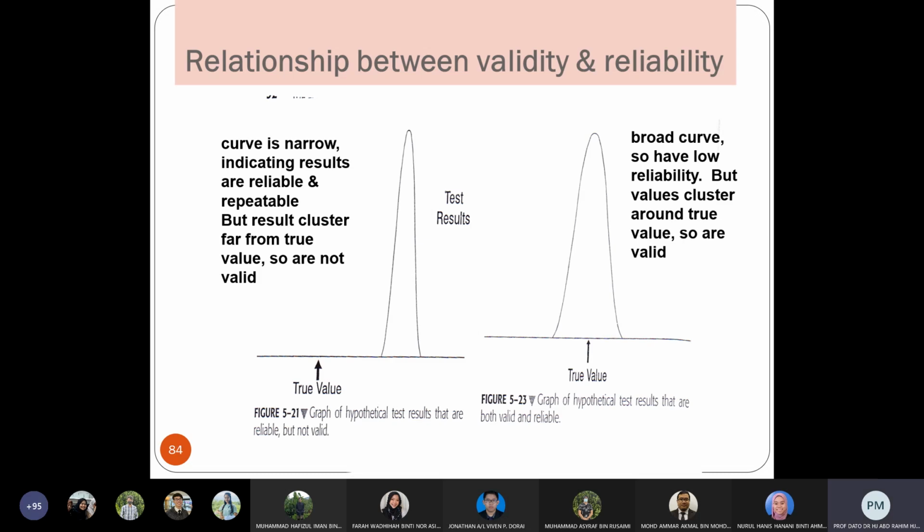Okay, so we talk about validity and reliability. Of course, if the curve is narrow, it is reliable. But if it is outside the true value, then it is not so valid. Whereas if it is broad, it has lower reliability.